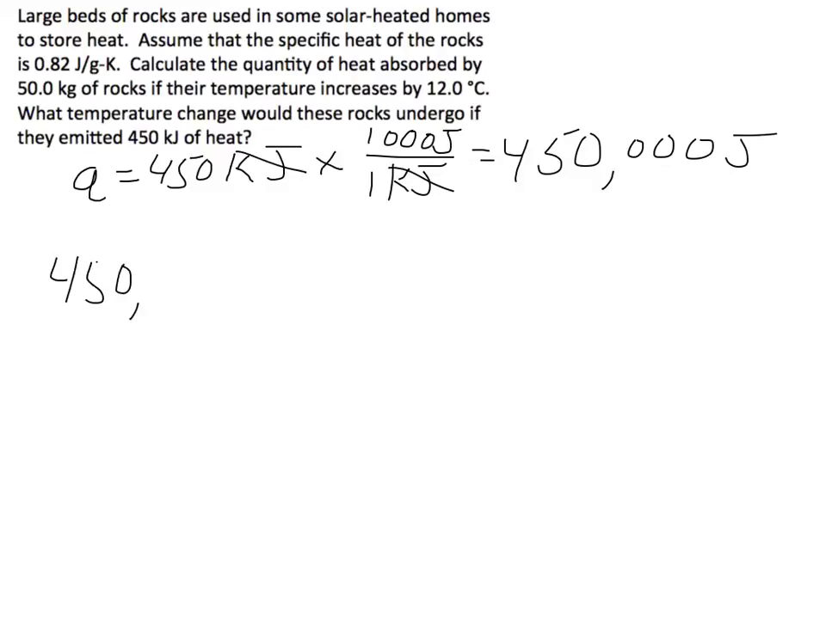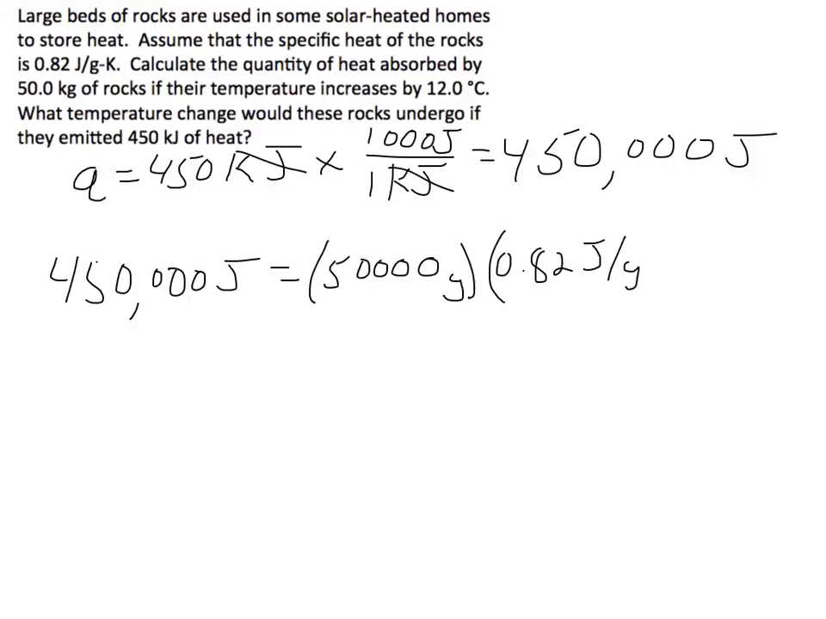So 450,000 joules is going to be equal, since Q is equal to mc delta T, we have the mass, which is going to be 50,000 grams. We have our C value, our specific heat, which is 0.82 joules per gram Kelvin, and we're looking for this delta T value.